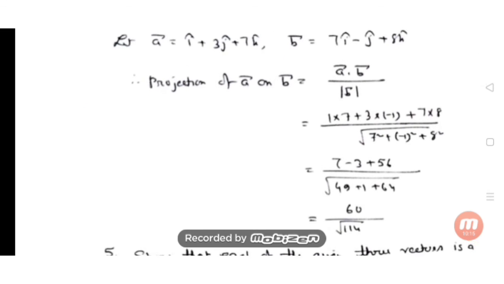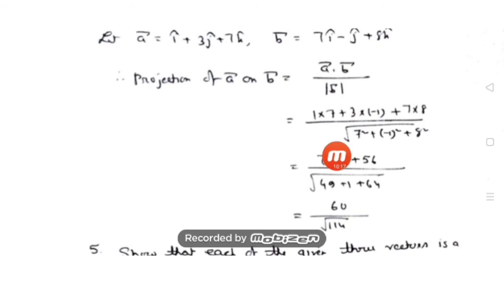Okay, let us do the calculation now. Doing the calculation, we get 7 minus 3 plus 56 by under root 4 plus 1 plus 64. So doing the calculation, we get 60 by root 114. So we have got the projection of A bar on B bar is equal to 60 divided by under root 114.